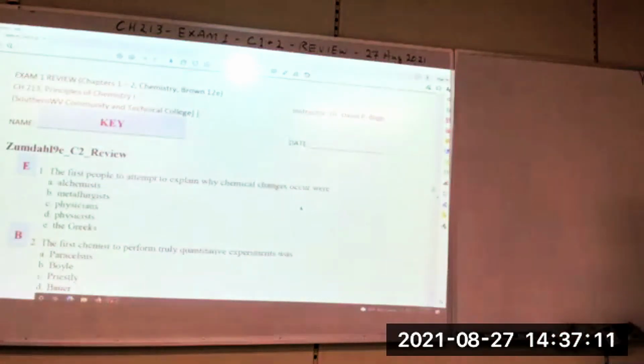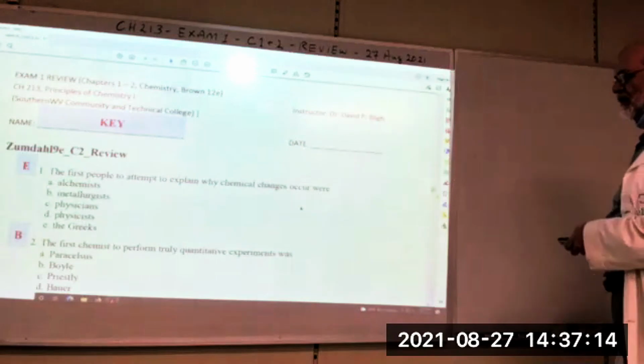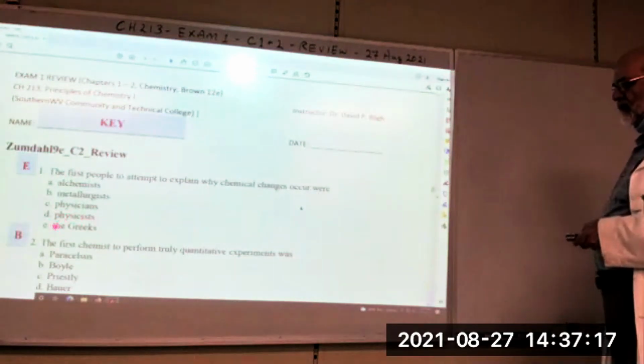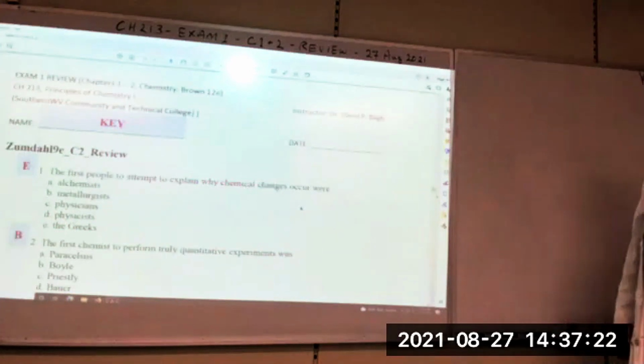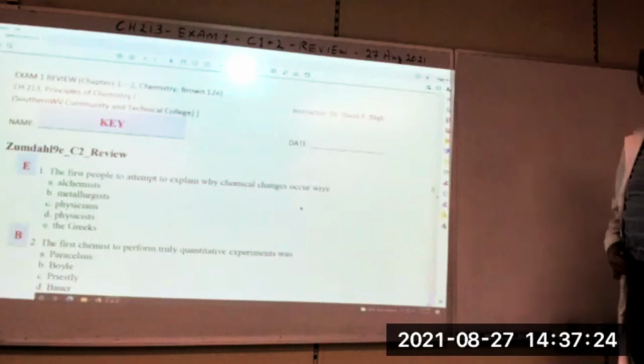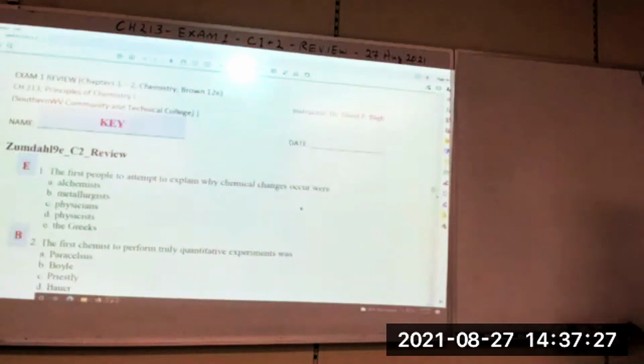First people to attempt to explain why chemical changes occur were the Greeks. The ancient Greeks tried to explain why chemical changes occur. They weren't very good at it. But they were probably no worse than the alchemists. The alchemists actually didn't worry too much about why chemical changes occurred. They just wanted to know the recipes, how things occurred. The first chemist to perform truly quantitative experiments was Robert Boyle. And he did it with gases.